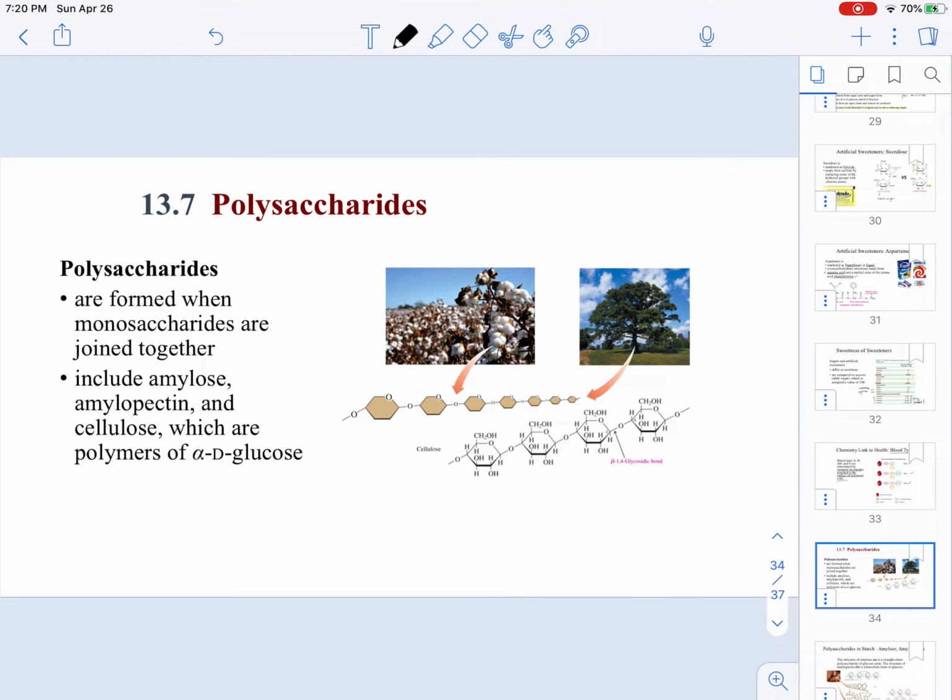The last topic in chapter 13 is going to be polysaccharides, and understand that polysaccharides are going to be many units of monosaccharides that are linked with one another. Now, all the polysaccharides that we are going to be talking about in chapter 13 are going to be polymers of glucose.